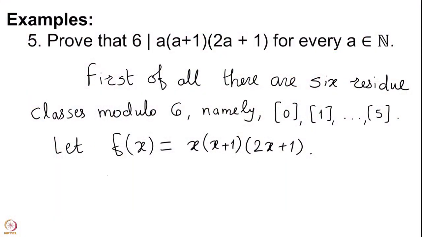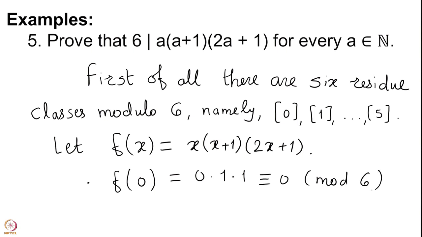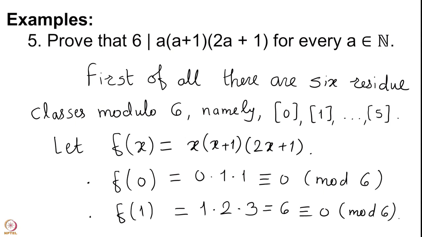So we simply put various values. We check that f(0) is of course 0 into 1 into 1. This is 0 mod 6. That is good. Let us look at f(1). This is 1 into 1 plus 1 is 2 and 2 plus 1 is 3, which is 6, and 6 is of course 0 mod 6. So for the class 0 and for the class 1, we do indeed have that the polynomial f(x), which is x into x plus 1 into 2x plus 1, evaluated at these two classes gives you 0. So already you have proved the result for 1/3 of the natural numbers.